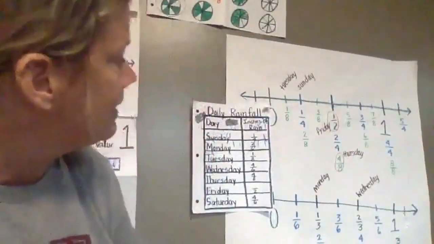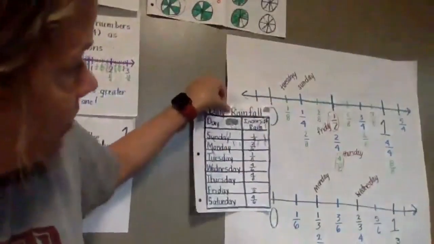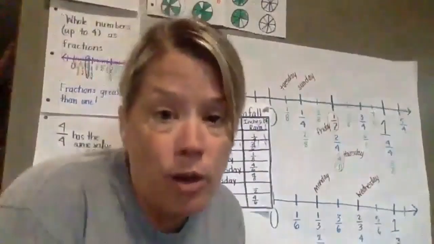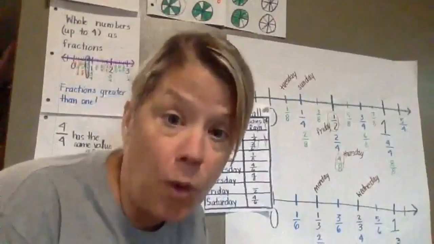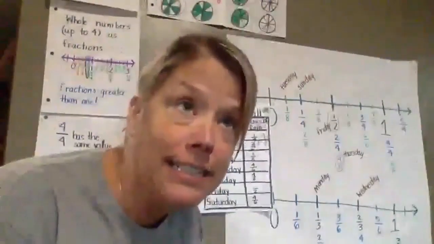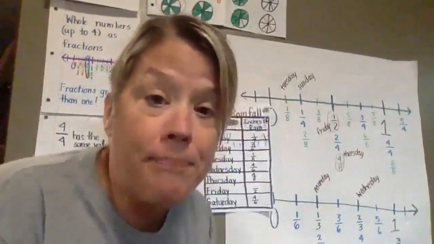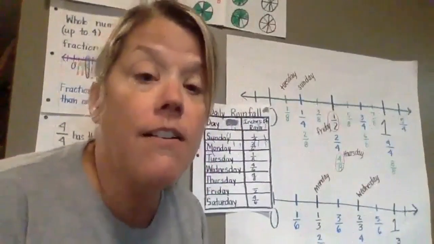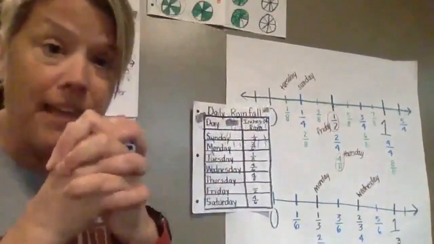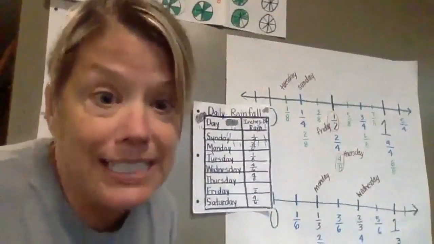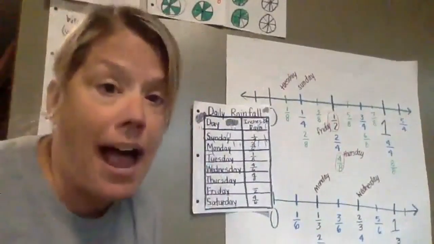Compare Monday or Wednesday. So then we remembered our related fractions. In third grade we only talk about halves, thirds, fourths, eighths, and sixths. And we know that halves, fourths, and eighths are related. And we know that thirds and sixths are related. And they're related by half.